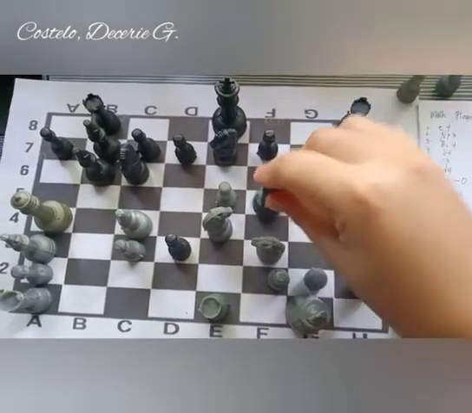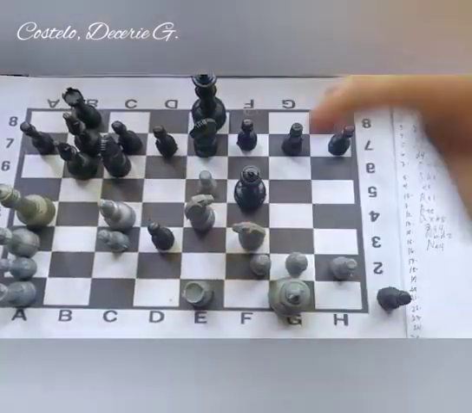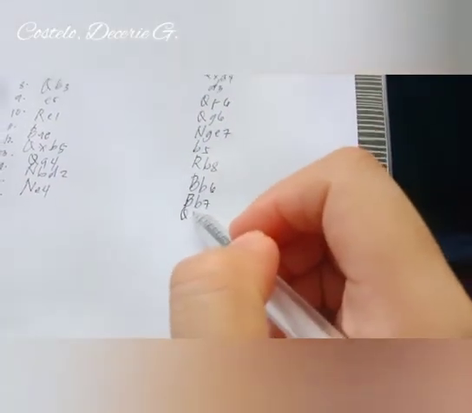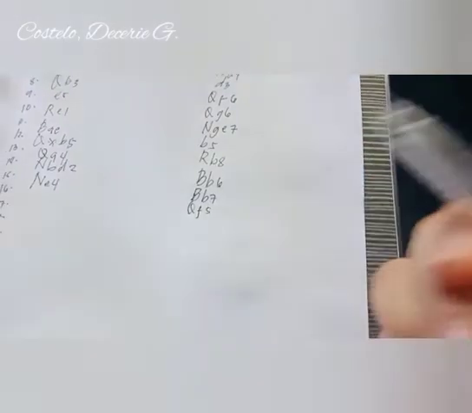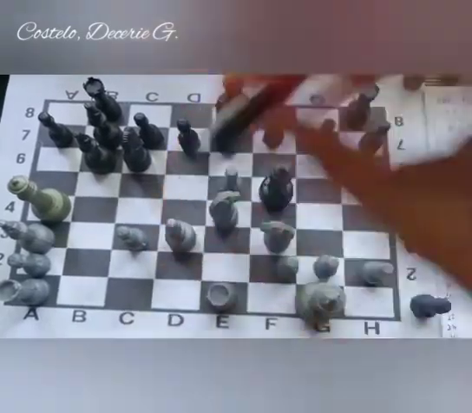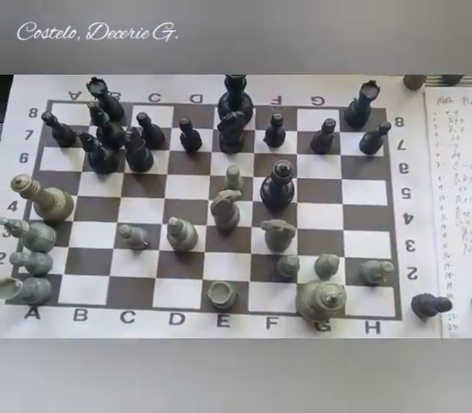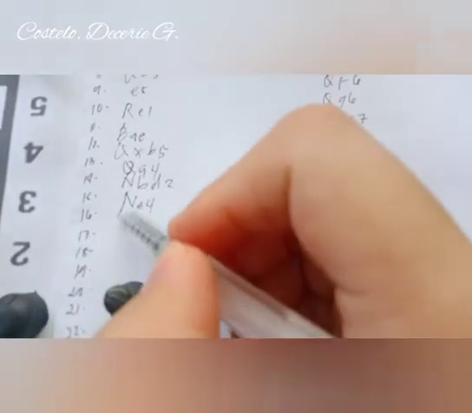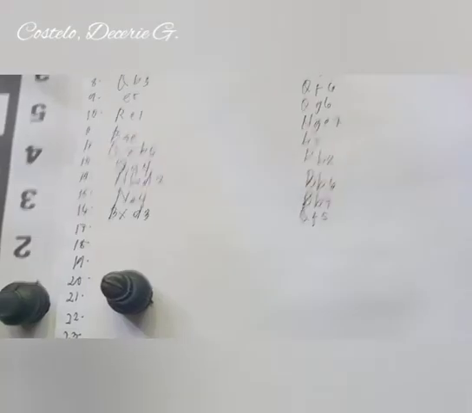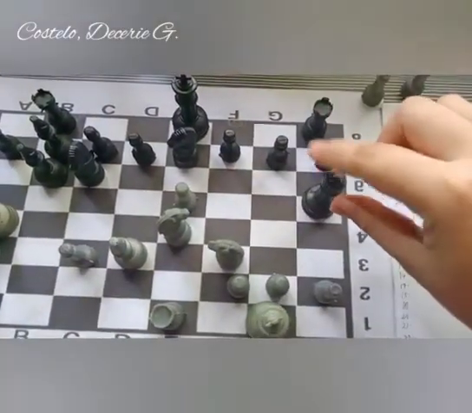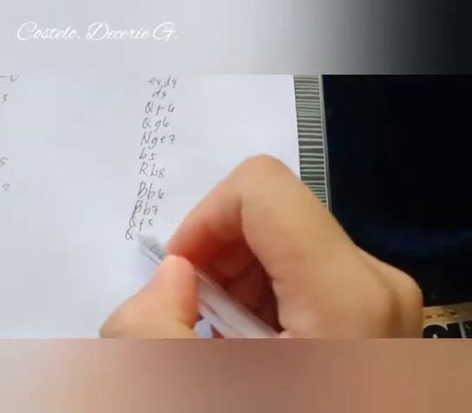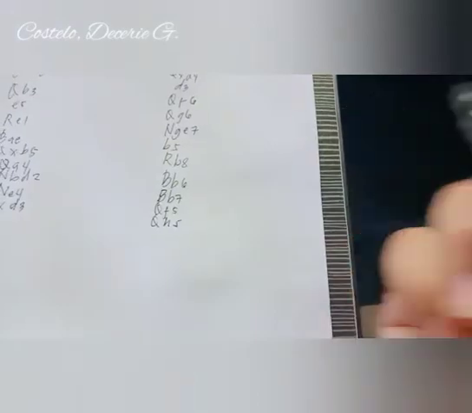Next, we have the dark queen or the black queen goes to F5. So we are going to write Q, F5. Next, we have the bishop capture D3. So we are going to write B capture D3. Next, we have the dark queen goes to H5. So we are going to write queen, or QH5.